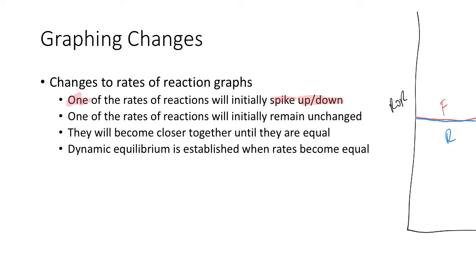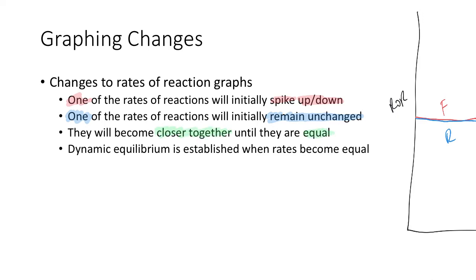However, if one of them changes, the other rate of reaction, the reverse or the forward, remains unchanged. We have to remember that if you don't change the concentration of the reactants for that reaction, that reaction rate is not going to change. It's going to stay constant, even though the other one changes. Then over time, they will become closer together until they are at equilibrium.